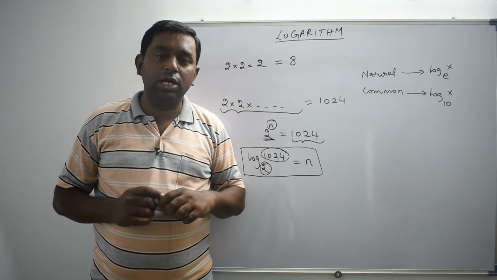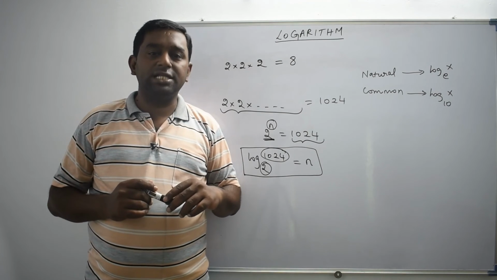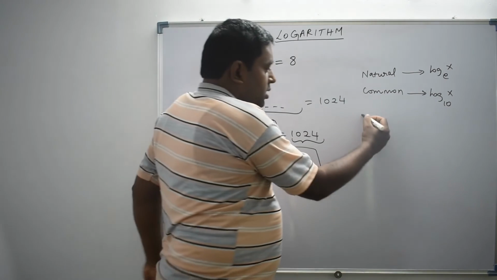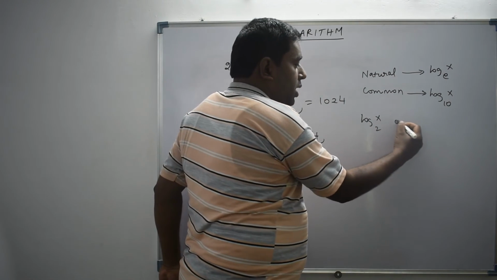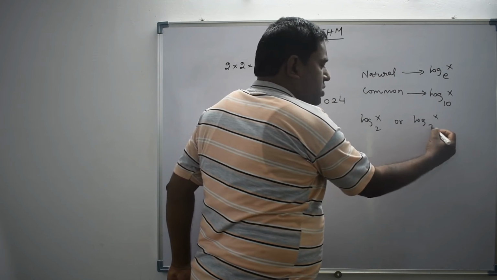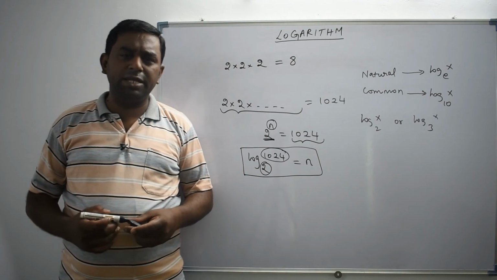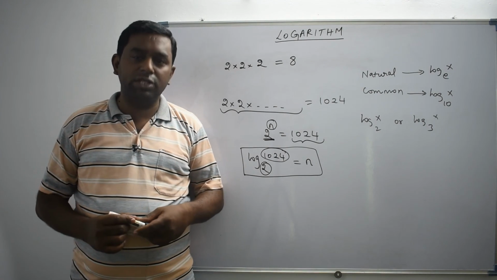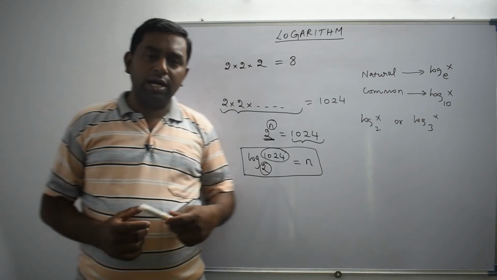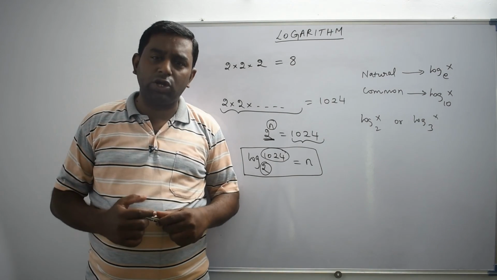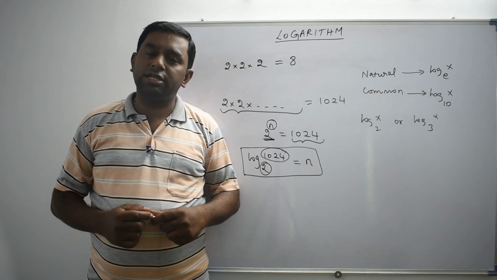Sometimes we will be using logarithm with a base other than 10, like log x to the base 2, or log x to the base 3, or log x to the base 5. We can write a logarithm with any base according to the need we have in the problem. And there are so many properties of logarithm, which we are going to discuss in our next sessions.